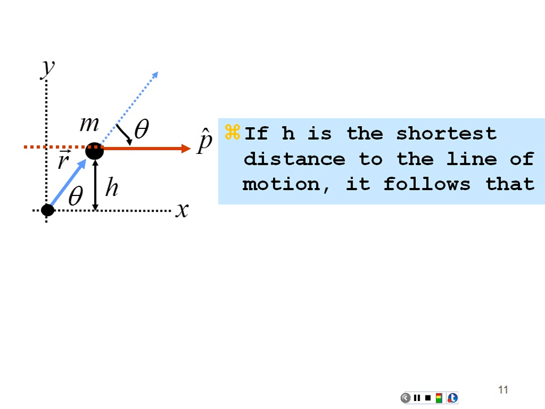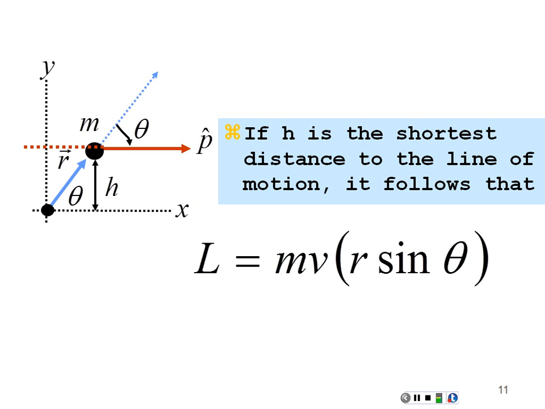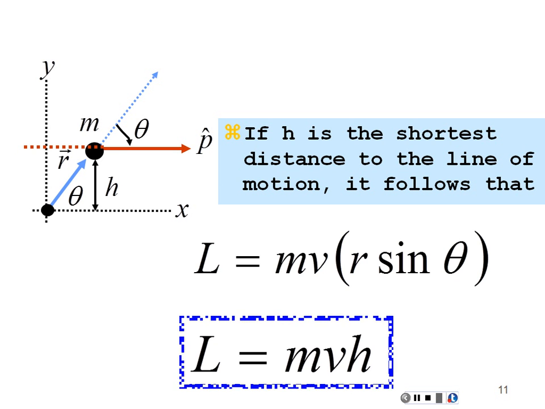Note that if we were to define a shortest distance to the line of action of this momentum, which is h in this case, if I were to look at this triangle here, h would have to be equal to r sine theta. And that would be true no matter where on this line, as this mass is moving to the right, it goes. Because even though the triangle starts stretching out, h will still be that same distance, shortest distance to the line of action of that momentum. So if I substitute in for r sine theta, h, my angular momentum equals mass times velocity times h.